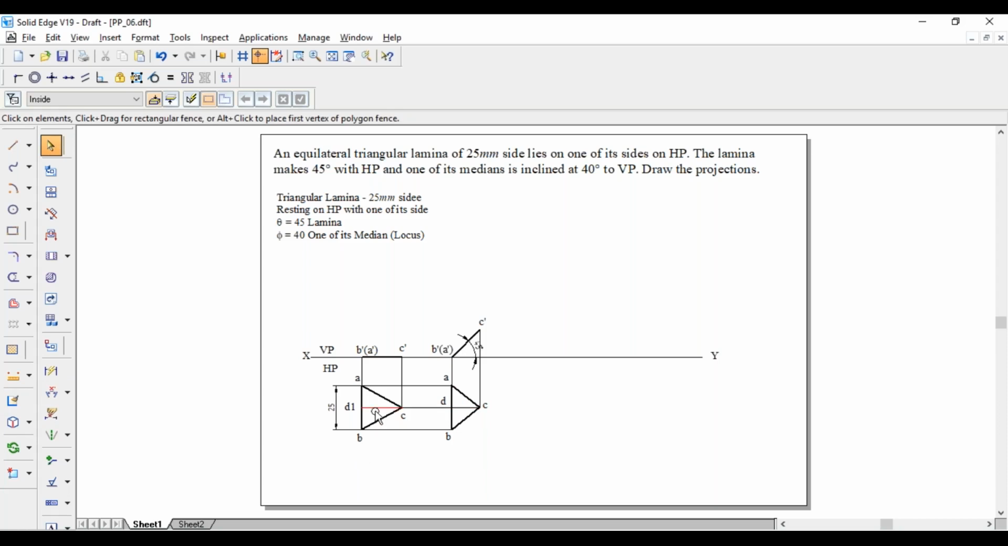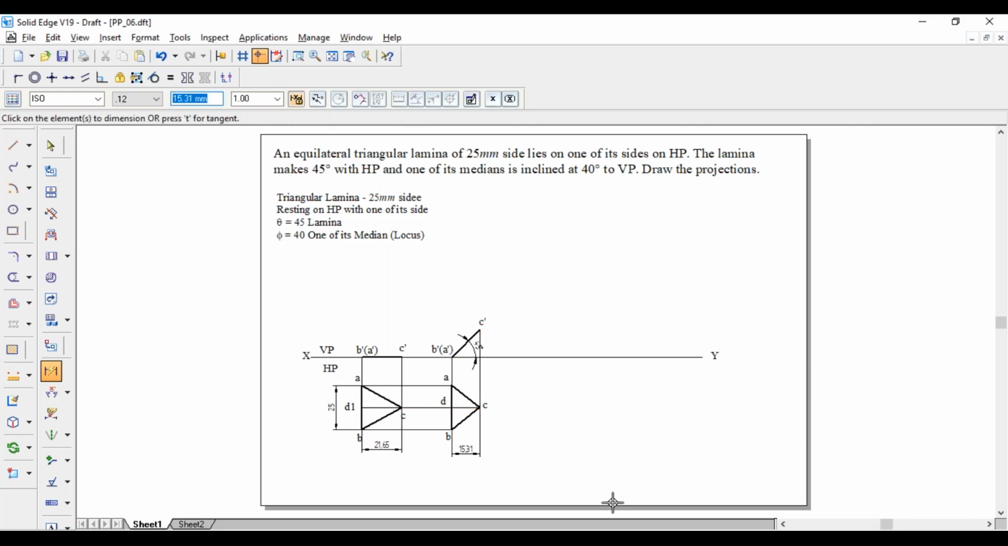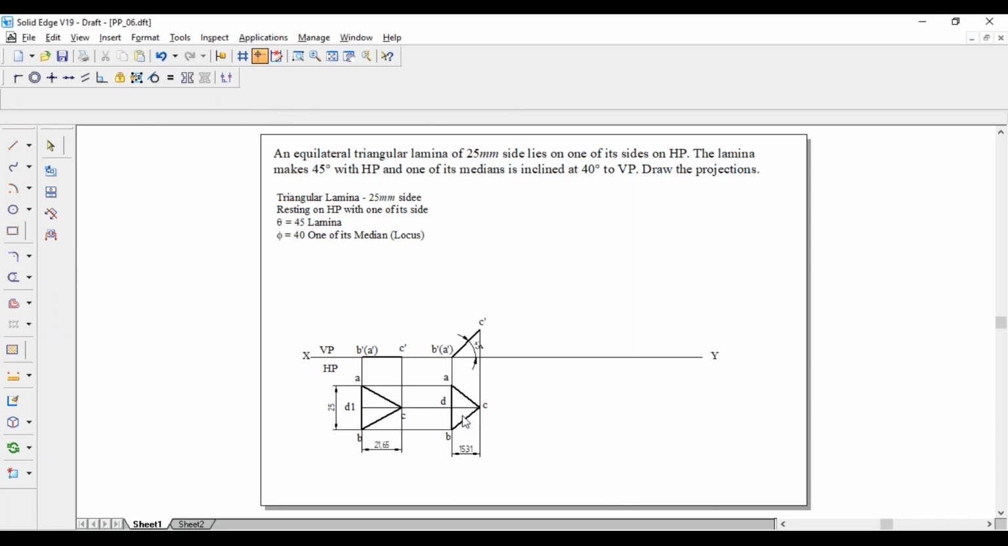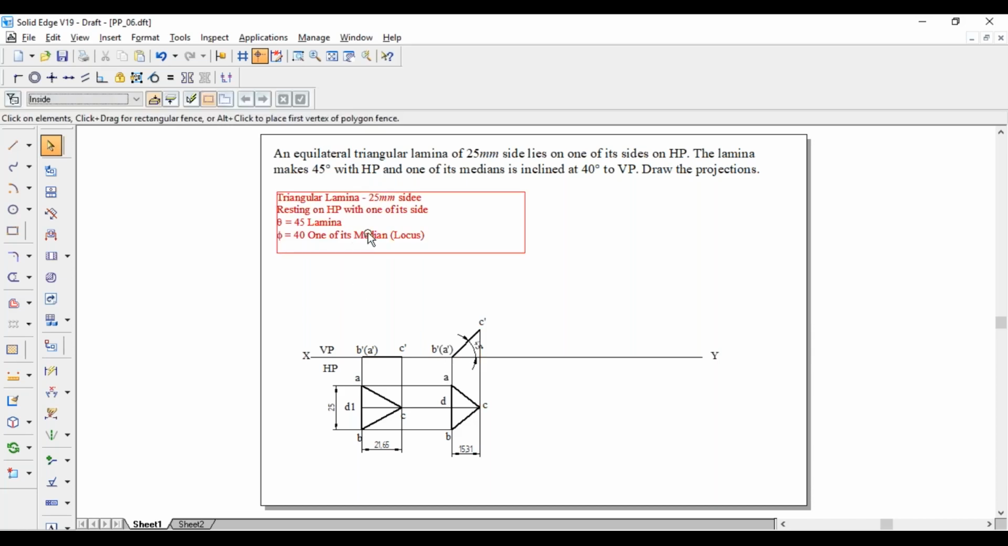We'll check that. What is this dimension and what is this dimension? So this one, CD1, you will get 21.65 mm, whereas this one you got 15.31 mm. So the dimension is reduced. Why? Because of the inclination. Now as the median is inclined, you can observe the median is decreased here. The original length of the median is 21.65. So in the second position it is decreased.